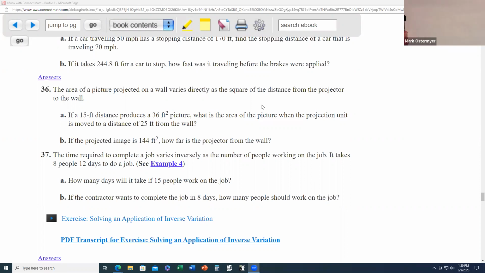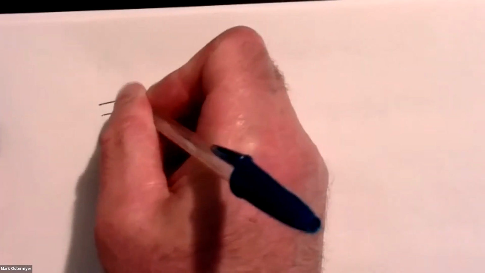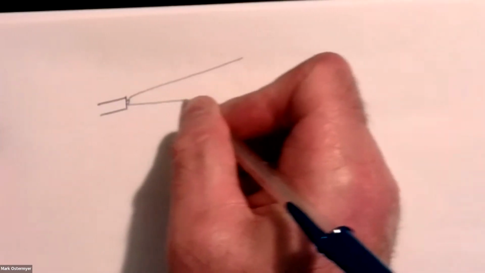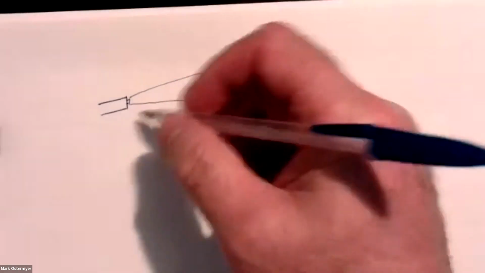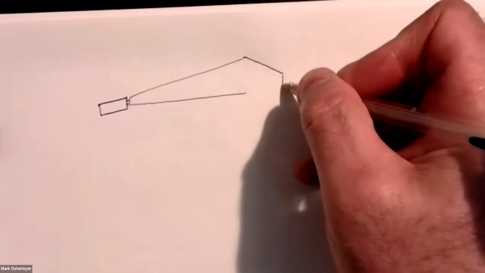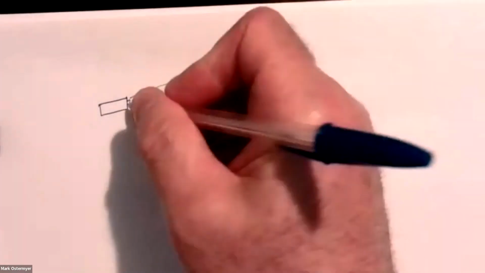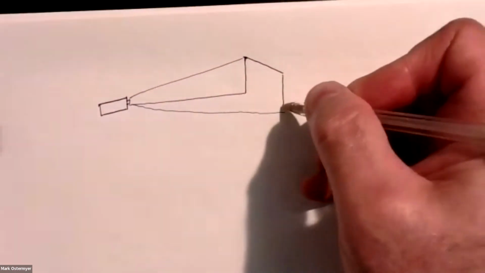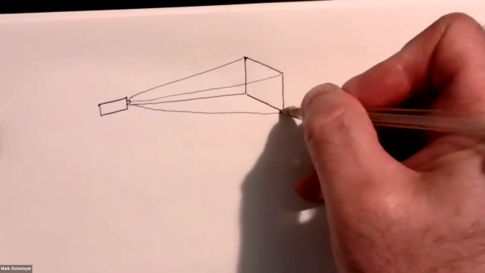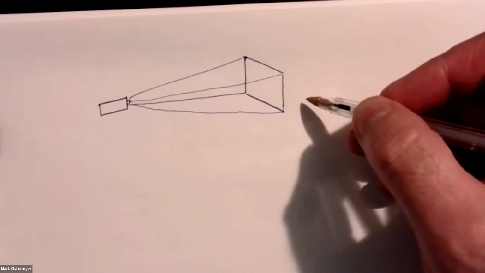So we can draw a picture of this maybe. We have our projector here. And it basically sends out rays of light that diverge from each other, moving further and further apart the further they get from the lens. Here's my wall. And let's say this is my picture here. You've got a ray that comes down here, and a ray that also goes up here. Okay. So there would be the projected image on the wall.